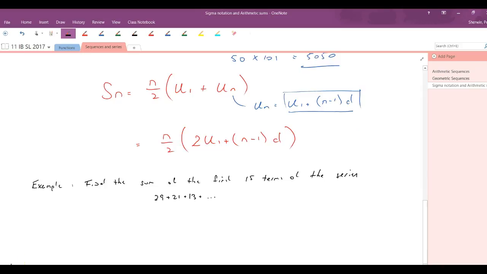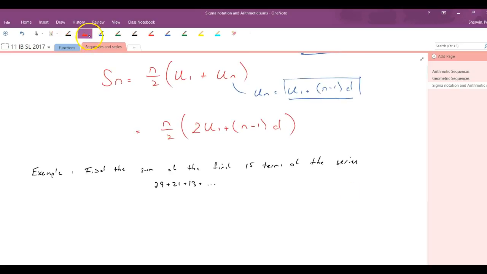Okay, first example's on the screen. Suggestion is that you have a go at that yourself. Pause the video and have a go, just using this formula here for the sum. All right, hopefully you've had a go at it. We want the sum of the first 15 terms, S15, so n equals 15. Now n over 2, so we've got 7.5. I don't know what my last term is. You can go and find it, or you could just use this second formula here, which doesn't need the last term. It just needs the first term, which is 29.